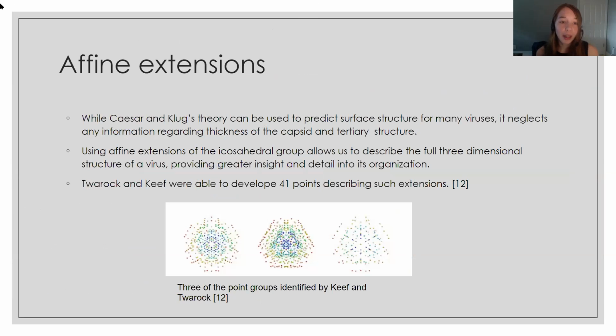Okay. From there, the approaches that we've discussed so far give us information on the surface structure of these viruses. However, they don't give us any information about the tertiary structure or the thickness. Using affine extensions allows us to gain information on those. Twarock and Keef were able to develop 41 point groups describing these extensions. You can see below in this image, there are 3 examples of the point groups. Again, they just provide greater insight and detail into its structure.